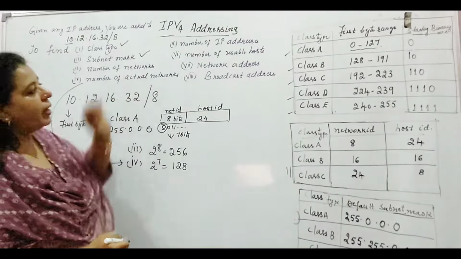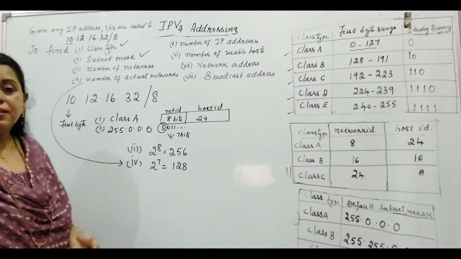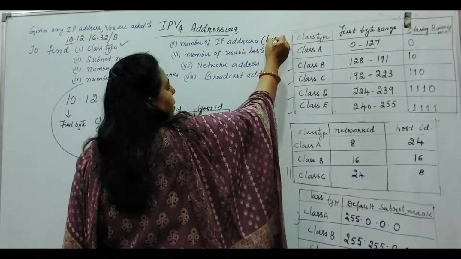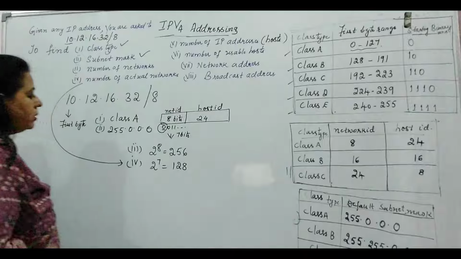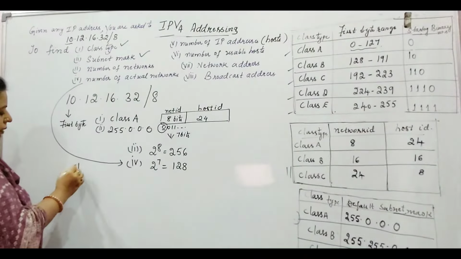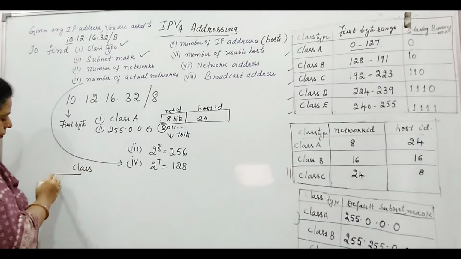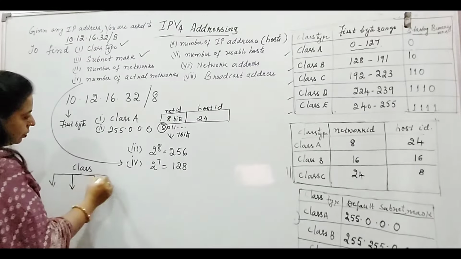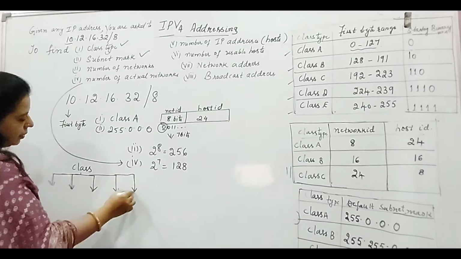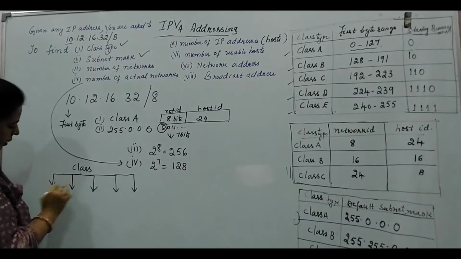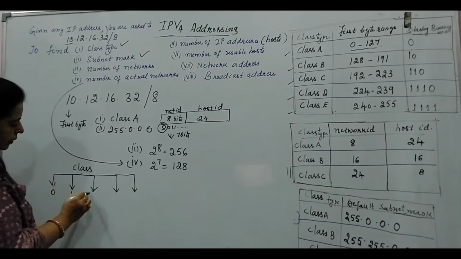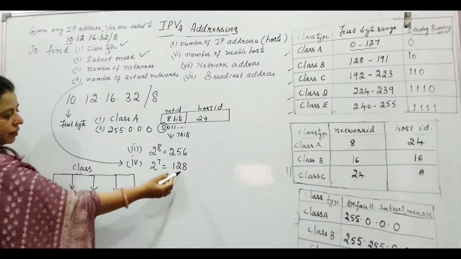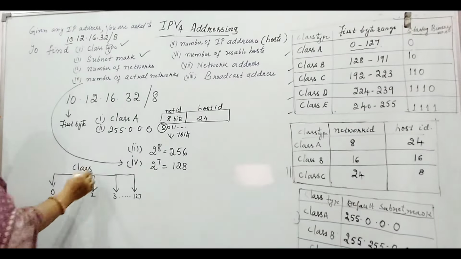What about the number of IP addresses? How many IP addresses are possible? Always, IP addresses means the number of hosts only. Now in class A, I can give you one example like this. How many networks are there? 128. Fine. If you give the network numbers 0, 1, 2, 3, 4, 5, 6, 7, 8, the last network number will be 127, because 128 networks are there in class A.